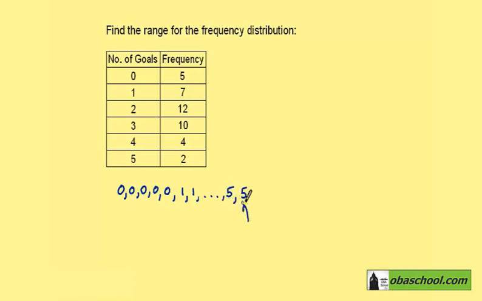So the largest piece of data is a 5 and the smallest is a 0. We could of course read this directly from the table. The largest is a 5, the smallest is a 0. The range is always the largest take away the smallest. So it's 5 take away 0, which is 5.